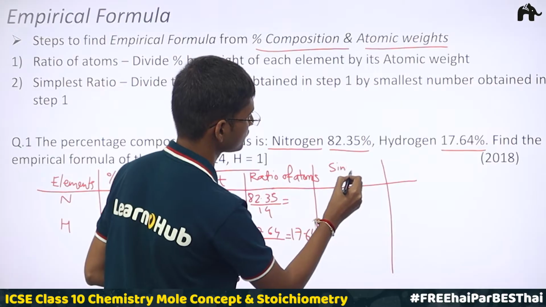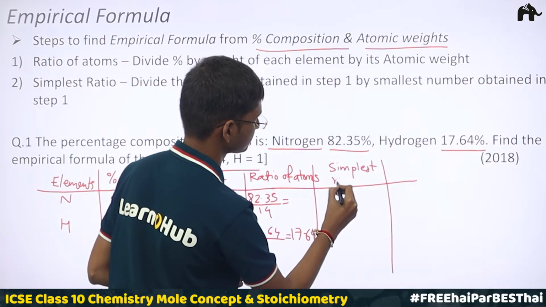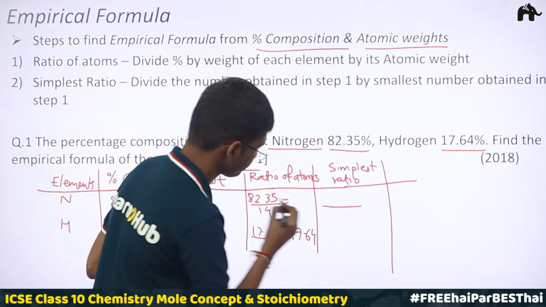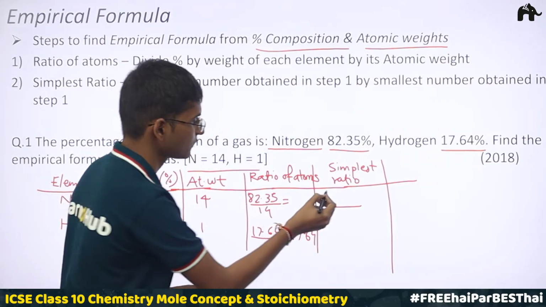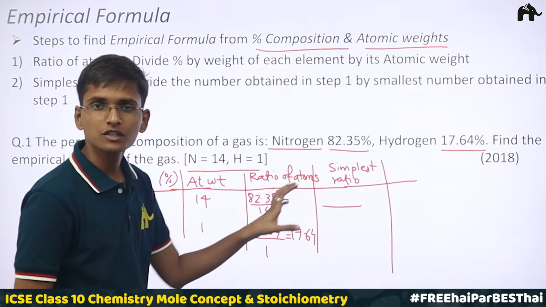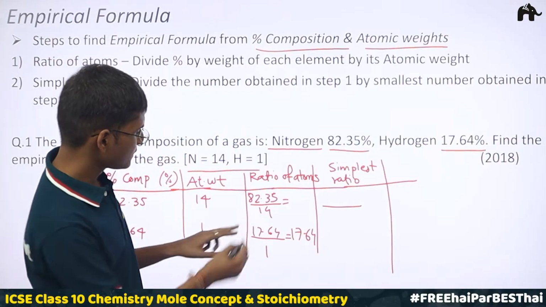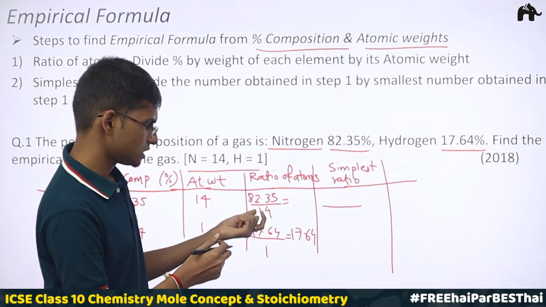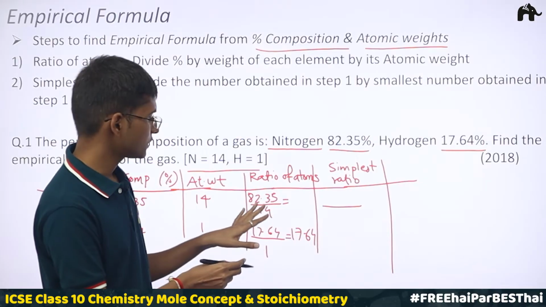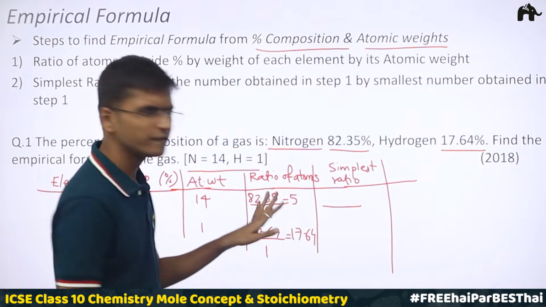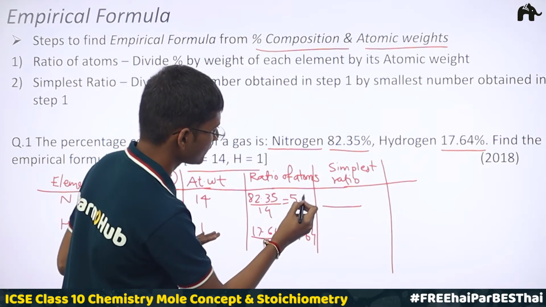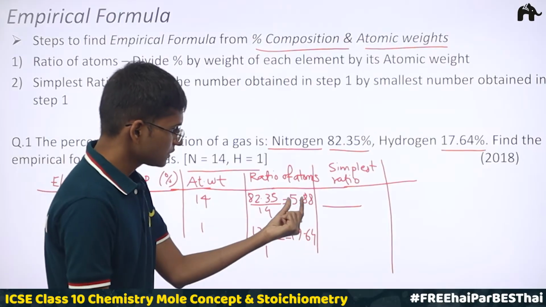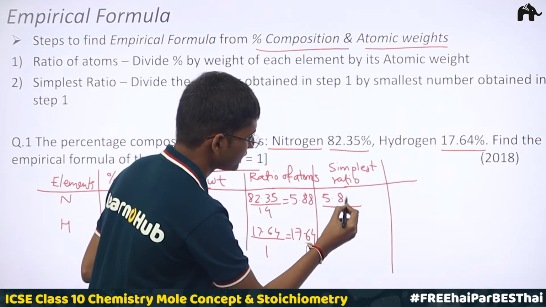Now whatever answer you get here, you have to find the simplest ratio. How to find the simplest ratio? You take this number, whatever you get after calculating, and divide it by the smallest number. 14 5s are 70 and 14 6s are 84, right? So we roughly get something around 5 here. So it's 5.88. You calculate it on your own, you would get this. I write here 5.88.